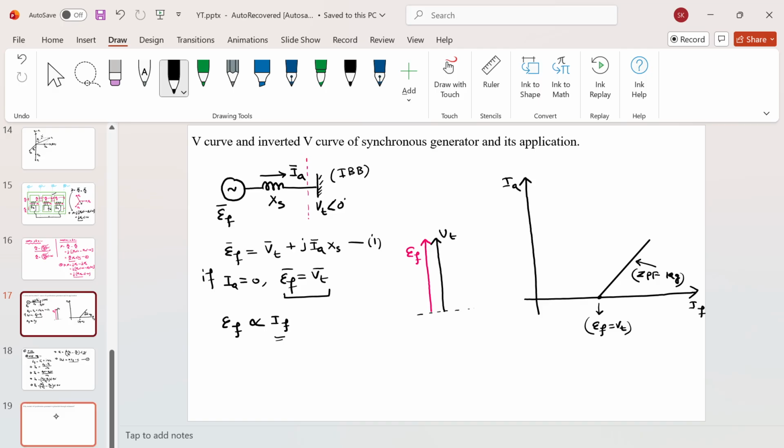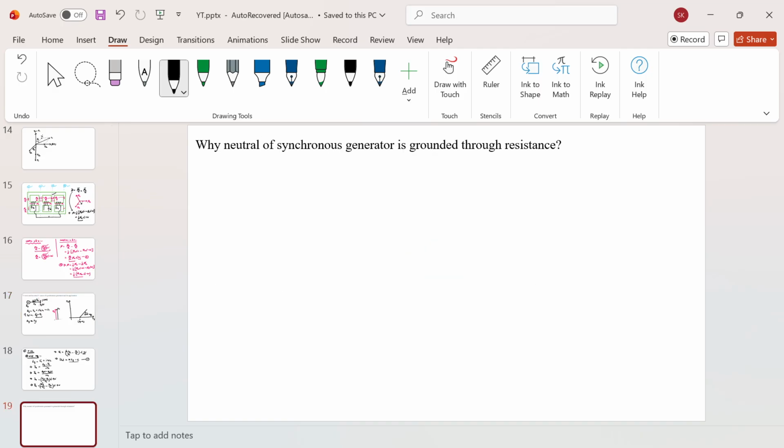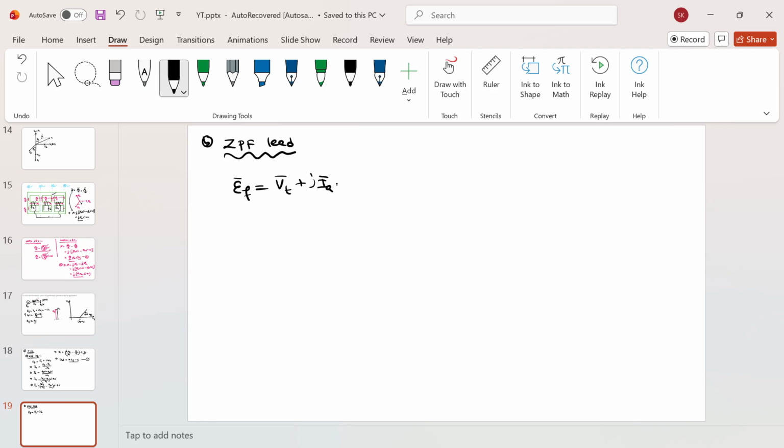Now let me consider the ZPF lead load. I have the operating equation EF = VT + j IA XS. So IA = (EF - VT) / (j XS).